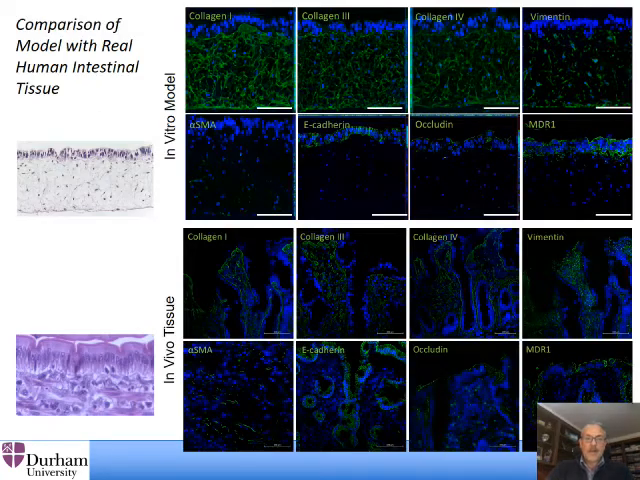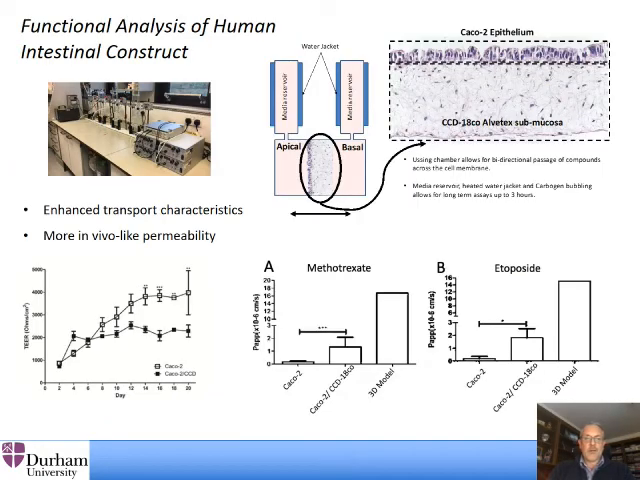We compare again with the model and real tissue, and we show very clearly that there are similarities in levels of protein expression in the right areas as one would expect. We also look at the function of these constructs. We take the construct, we put it into a chamber system called an Ussing chamber, and using amplifiers we can record the passage of ions across this human intestinal model.